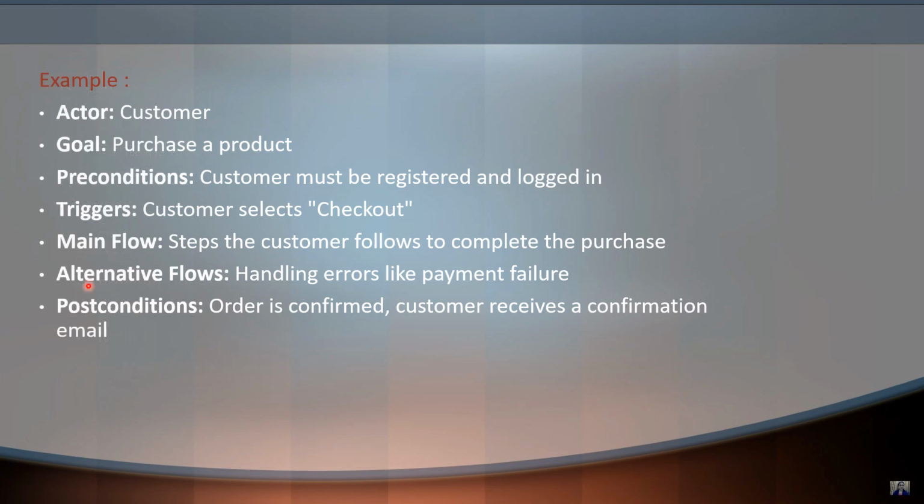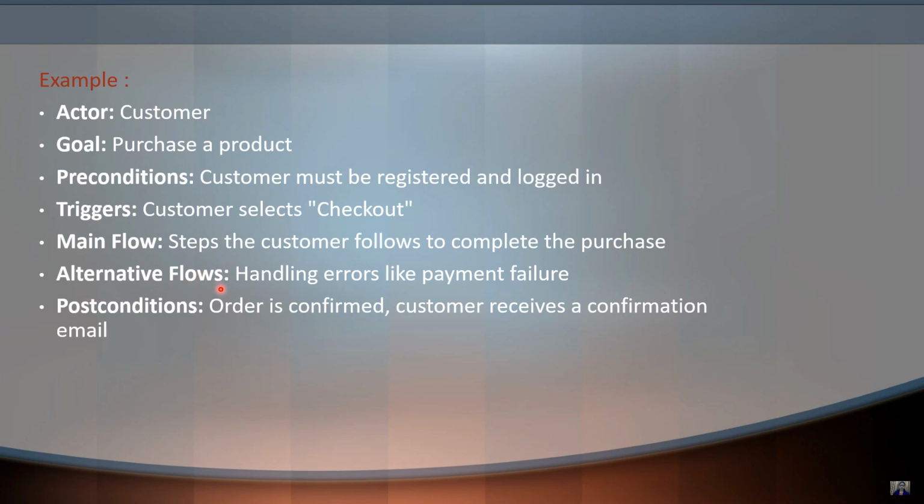First, let us take an example of an actor as a customer. The goal is to purchase a product, and the precondition is that the customer must be registered and logged in, that is, the account should be created. Next comes the trigger, that is the customer selects the checkout button. The main flow is the steps the customer follows to complete the purchase, from adding the items to the cart, then adding the default address with the contact number, and then the payment method.